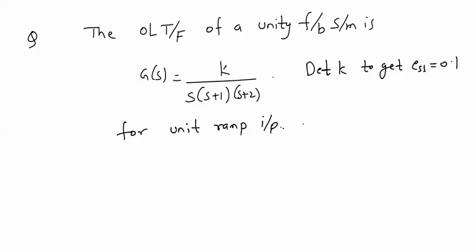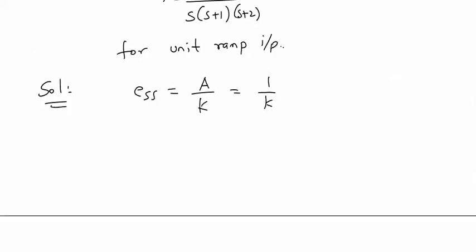So for unit ramp input, the steady state error, now we have unit ramp input, and the unit ramp input, the power of T is 1, T power 1. So input power is 1, as well as the system is type 1. So therefore the steady state error ESS will be A by K. Now since it is unit ramp, so A value is 1, so 1 by K, and K can be obtained by converting this into the time constant form.